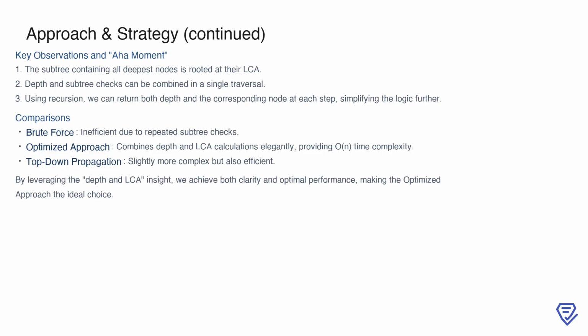Comparing the approaches, the brute force method, while simple, is inefficient due to its repeated subtree checks. The top-down depth propagation approach is efficient but slightly more complex to implement. The optimized approach, which leverages a single DFS, stands out as the most elegant and efficient solution, achieving O(n) time complexity while maintaining clarity. By focusing on the depth and LCA insight, we ensure that this strategy meets both performance and simplicity requirements, making it the ideal choice for this problem.